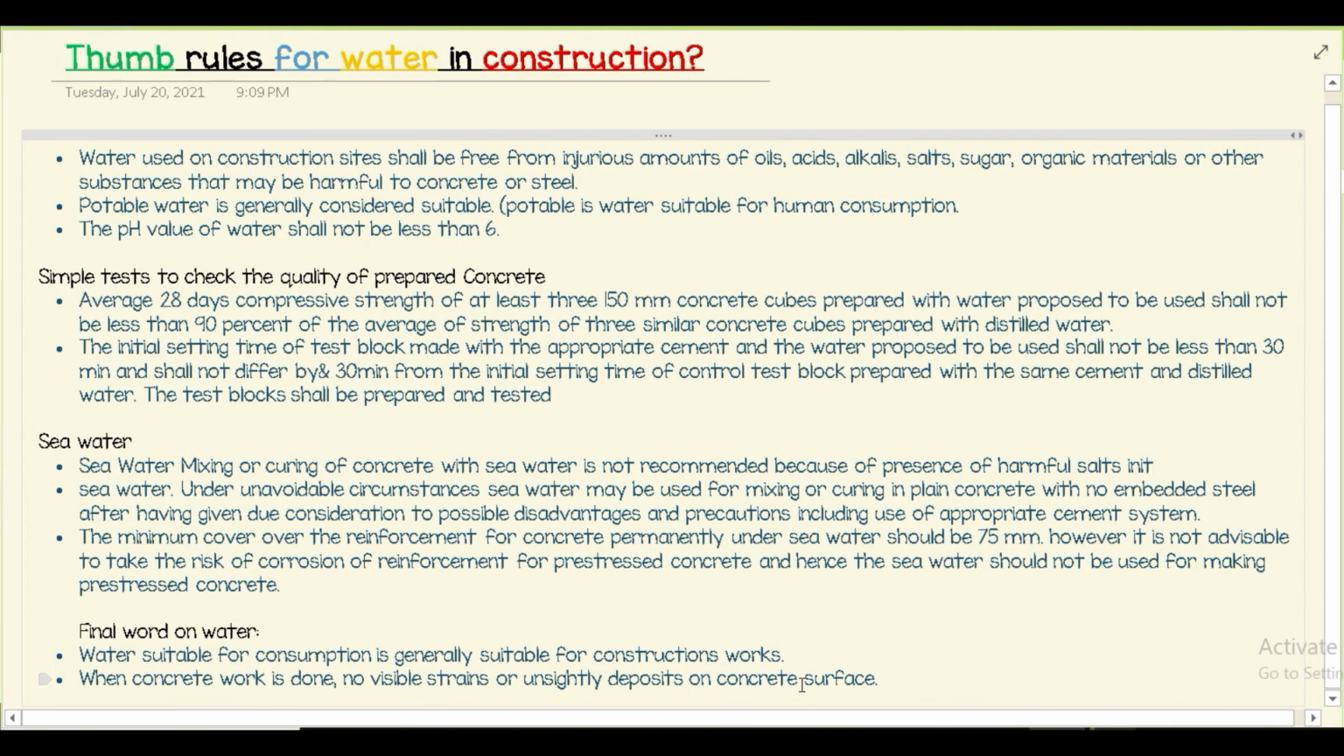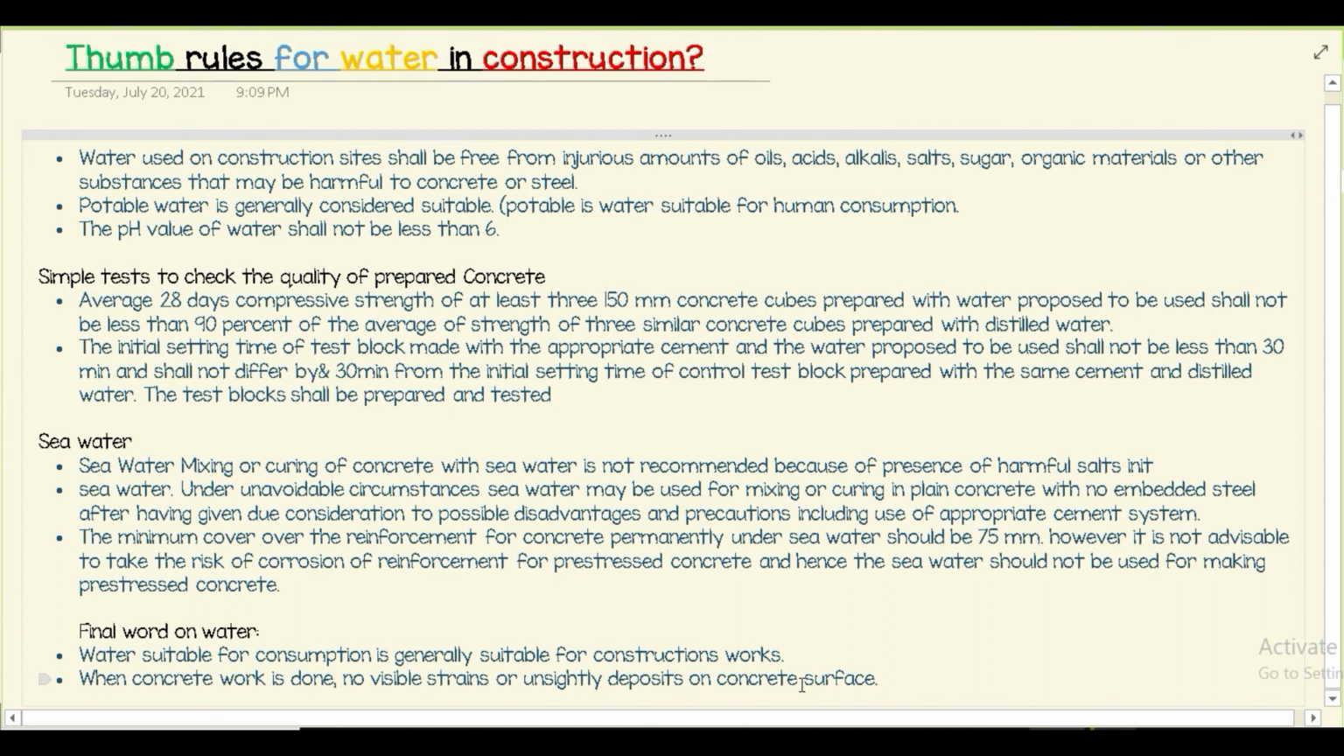I've personally seen them. And make sure that you don't have any stains on concrete, and make sure that the pH is not less than 6. Make sure it has no alkalis or salts inside, and make sure that the water is consumable water. Human consumable water is generally suitable for construction sites. So that's the final word on water. And for example, if you're using seawater, then make sure you only use it for PCC.